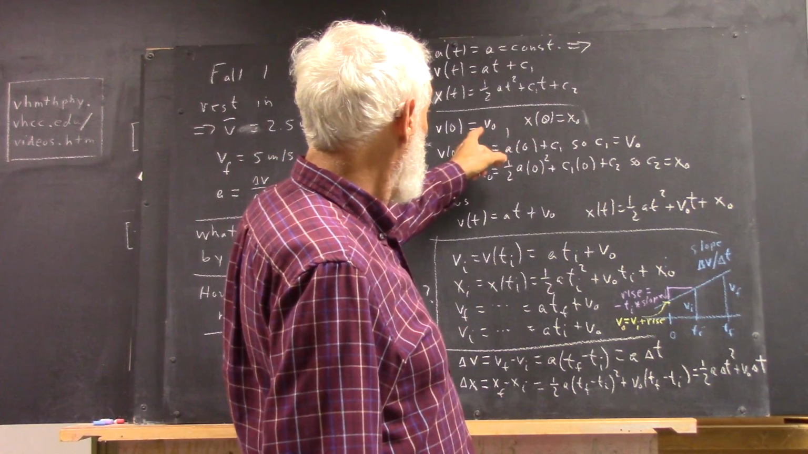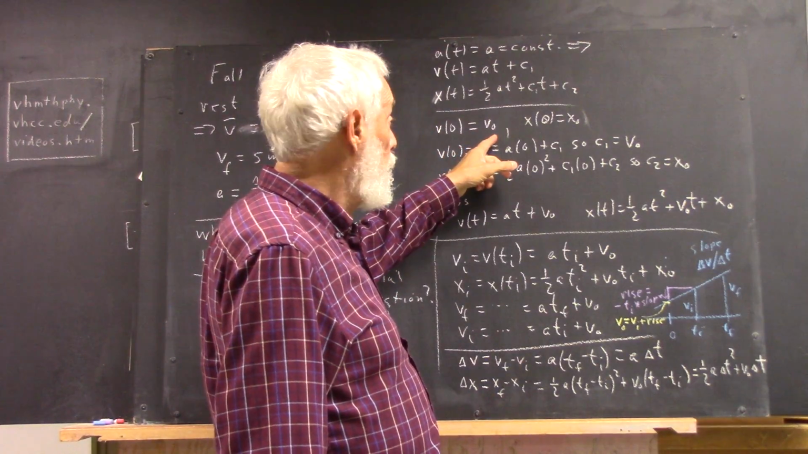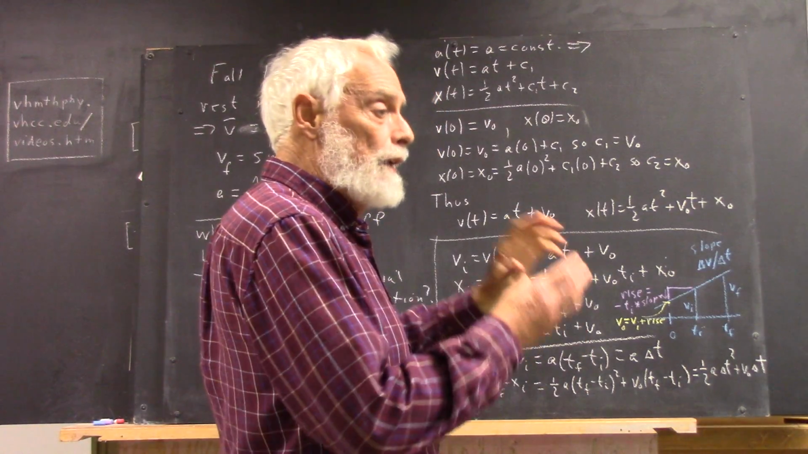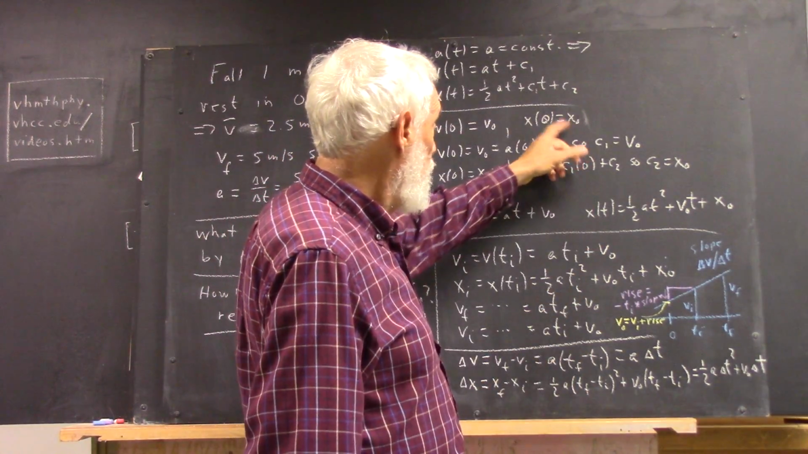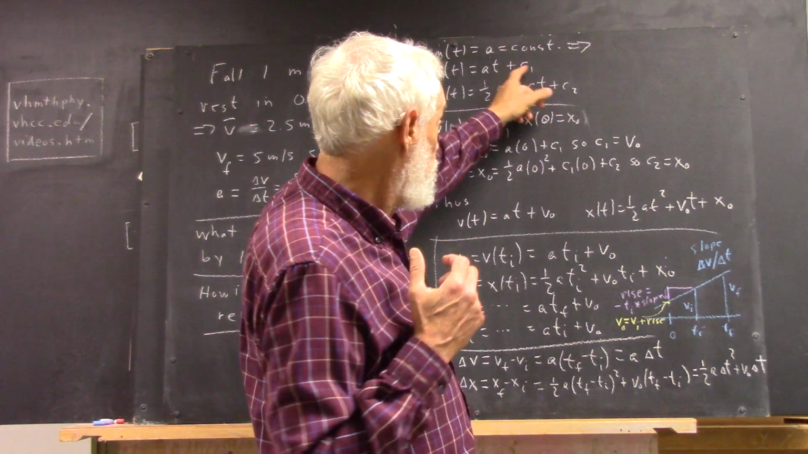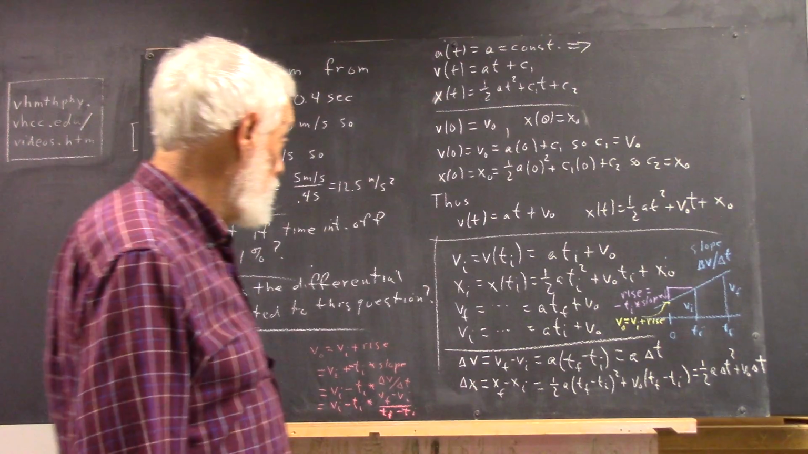Now, if v of 0 equals v naught, or I should have really said v naught is equal to v of 0, because that's how we want to define v naught, and x naught is equal to x of 0, then what are the values of c1 and c2? And this is rather immediate. I think everybody understands this quite well.